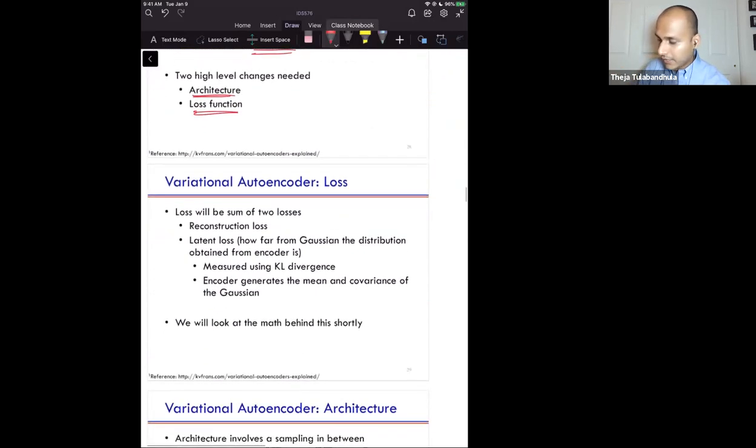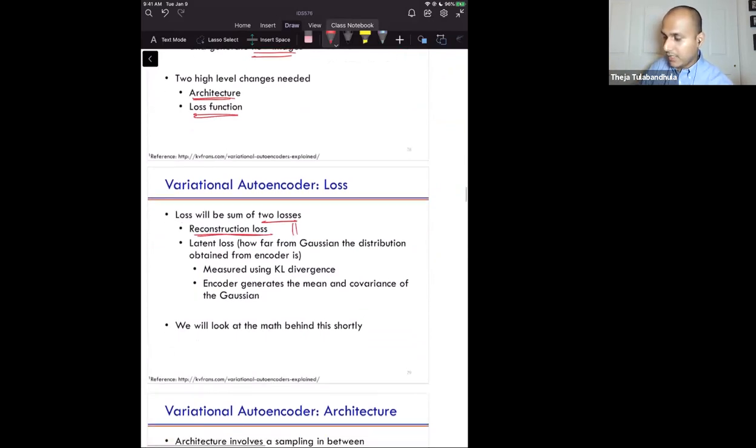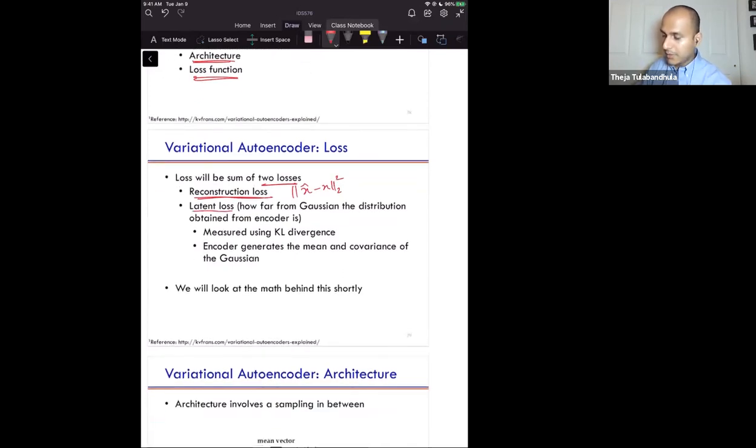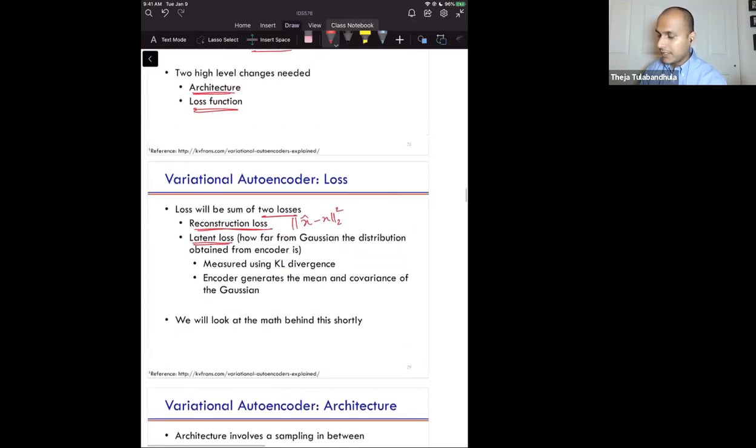We're going to have two components of loss. One is called reconstruction loss, which is exactly what we had in the autoencoder. It's basically a 2-norm of x hat minus x, squared. If x's are vectors or even matrices, you can have a Frobenius norm essentially. The second component is related to the probabilistic component of this model. It's called a latent loss. It's a loss on how far from Gaussian the distribution obtained from the encoder is.